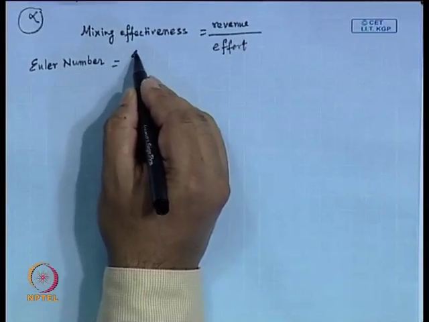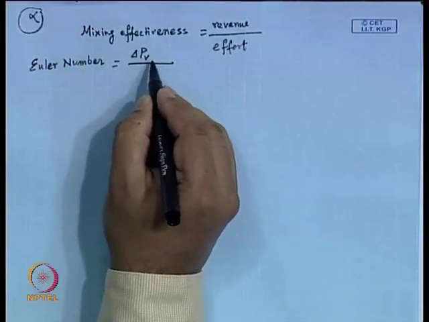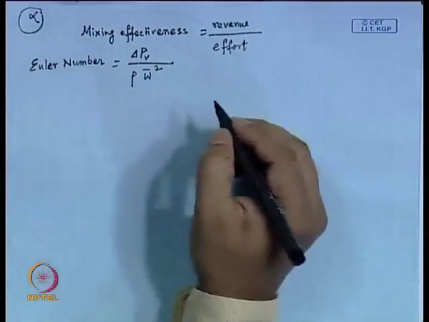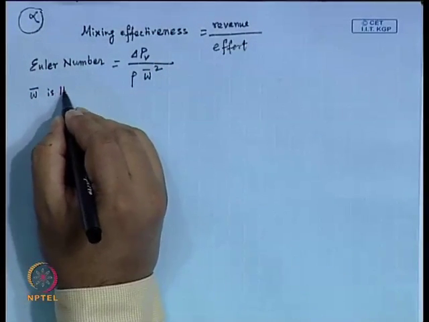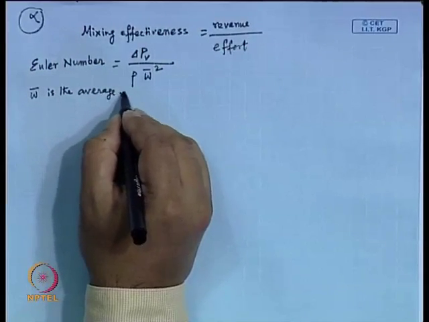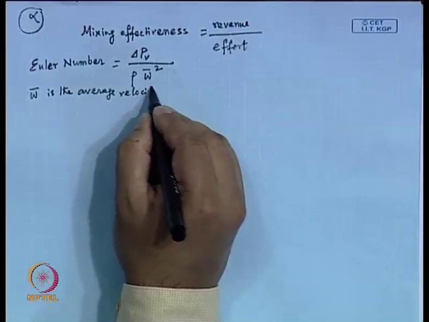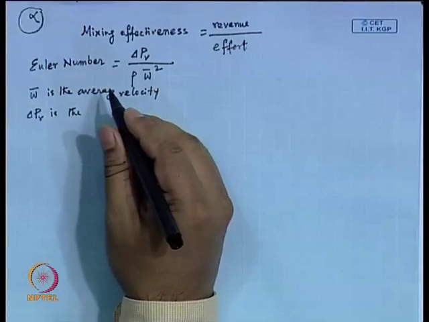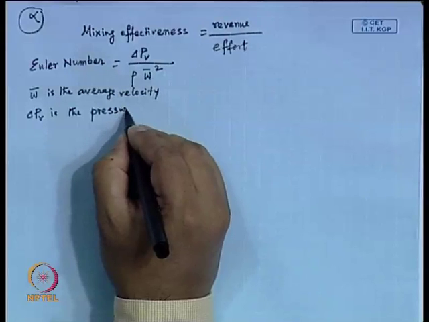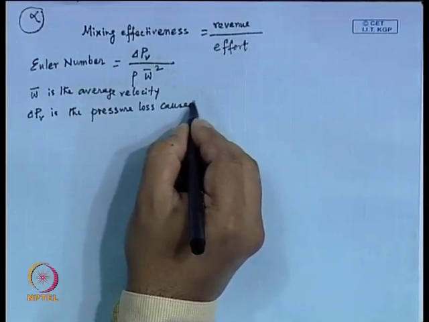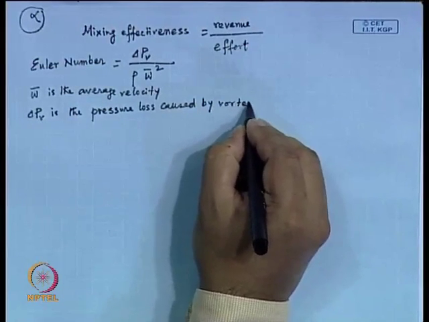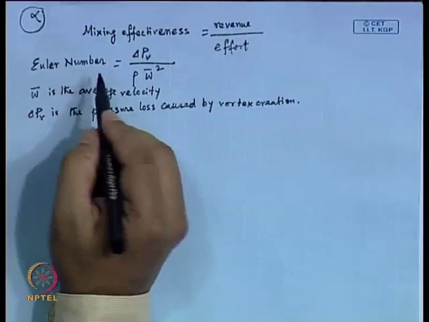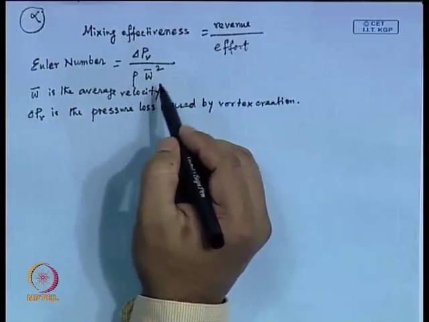This Euler number is nothing but delta P_V divided by rho W bar square, if there is a vortex element involved, where W bar is the average velocity and delta P_V is the pressure loss caused by vortex creation. So this is the Euler number associated with the vortex, defined as delta P_V divided by rho W bar square.